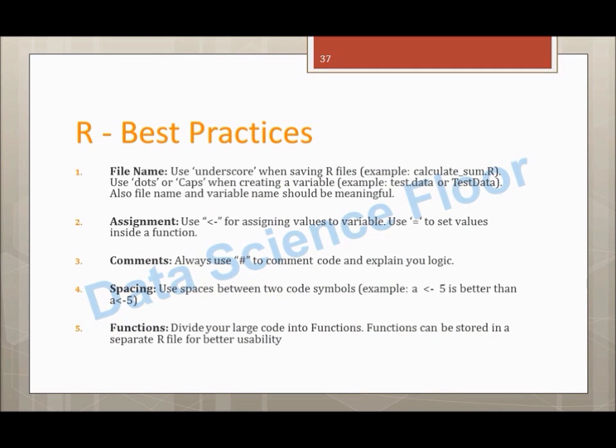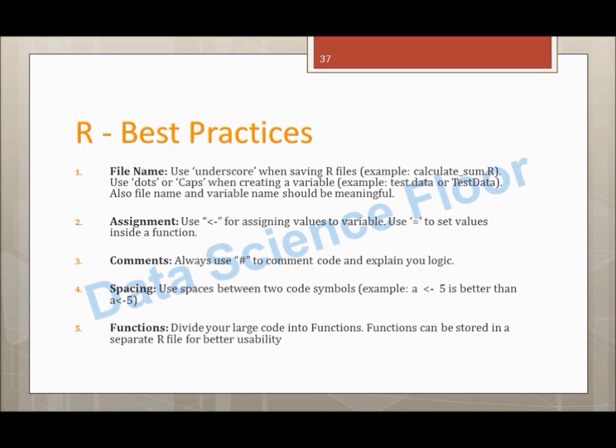When you write code in any programming language, there are some best practices which you can follow. By using these practices, you can write very clean and easy to understand code. For example, you can use an underscore while saving your R files. If you are calculating the sum of some vectors or matrices, you can call this file calculate_sum.R, so that when you look at the file, you can easily understand what's inside it.